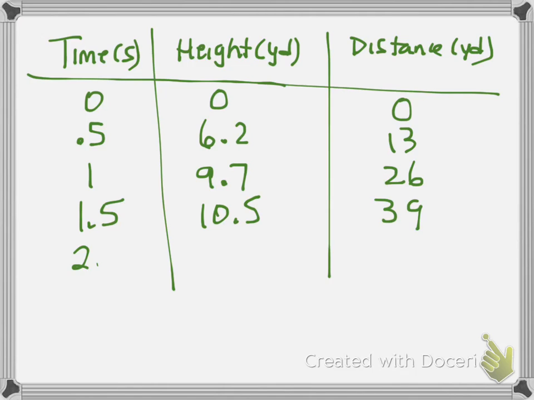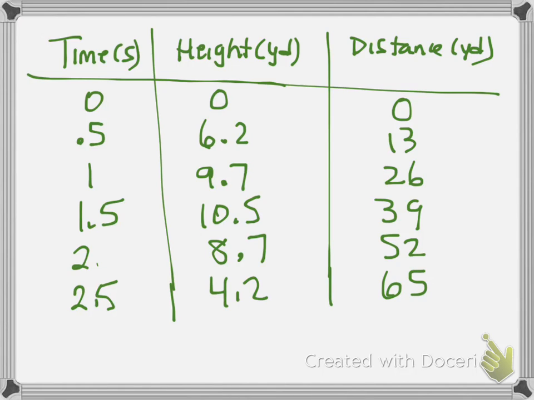In 2 seconds, its height has now gone down to 8.7, and the total distance traveled is 52. And in 2.5, it's at a height of 4.2 and the total distance traveled is 65. So we have a couple questions to answer, and you can do it right on that paper.